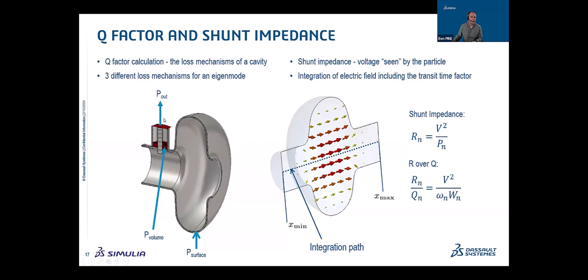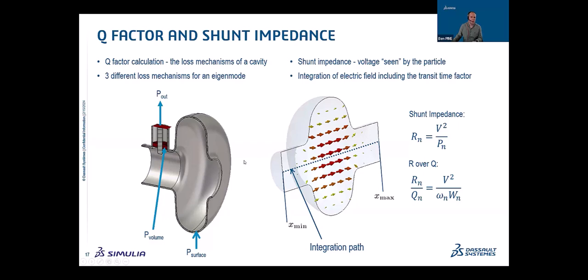The different things that go into this calculation are the power that is extracted via the coupler, power that's lost in materials coupling that coupler into the cavity, and, as I said before, surface losses in the cavity itself.